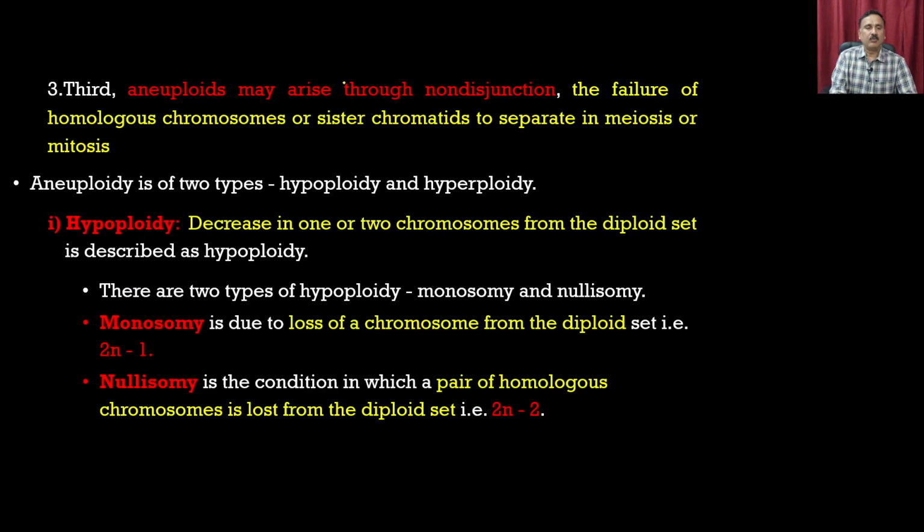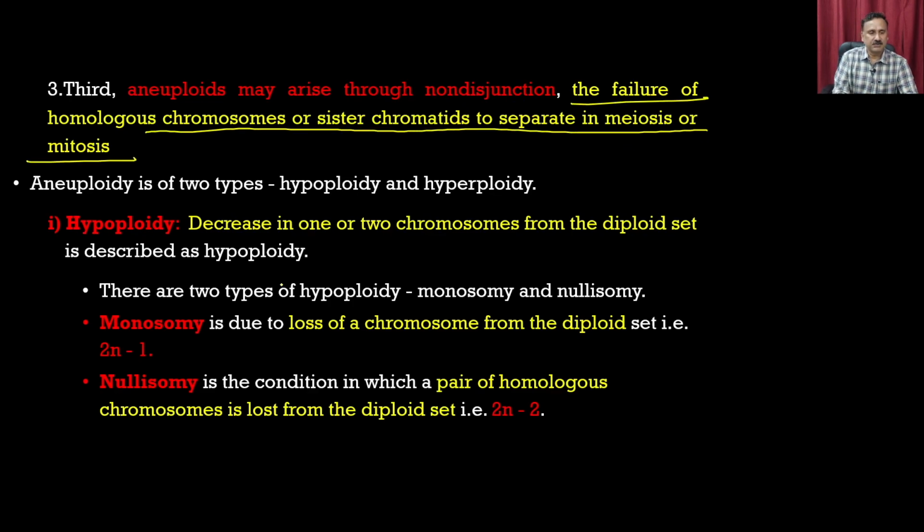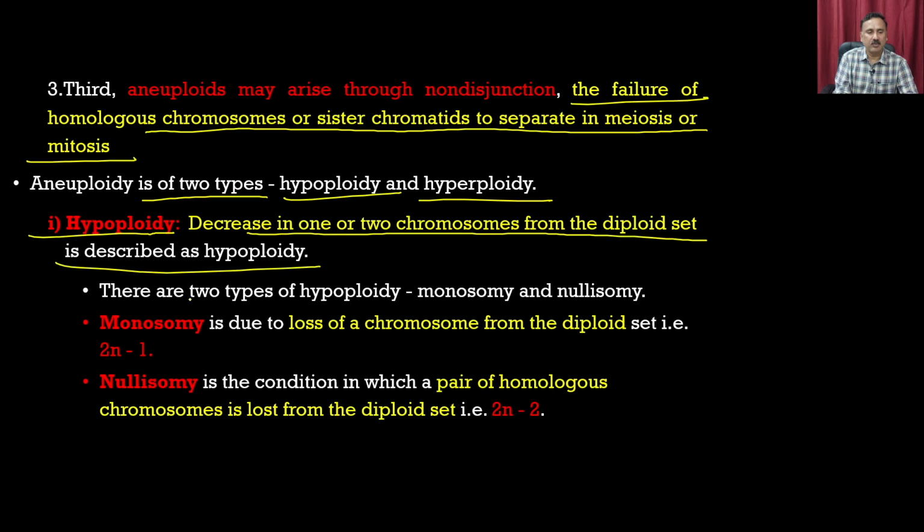And the third, aneuploidy may arise because of the failure of a homologous chromosome to segregate or separate during meiosis or mitosis. Aneuploidy is of two types, hypoploidy and hyperploidy. In hypoploidy, a decrease of one or two chromosomes from the diploid set. There are two types of hypoploidy, monosomy and nullisomy.